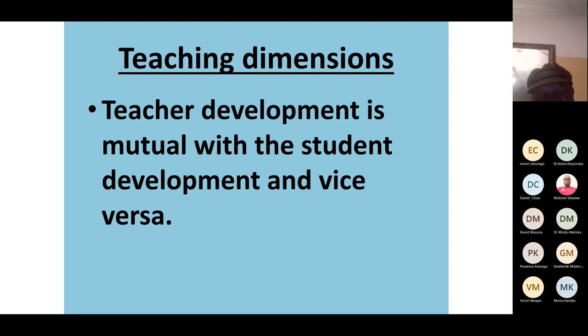At the end of it, you might find that some students bring out worthy points which you had actually omitted in your lecture. Okay? So that's an additional dimension to your teaching. It's not that those students are clever, but you've stimulated them to bring in what they know in context with what you are saying. So that is very important. Teacher development is mutual with student development and vice versa.